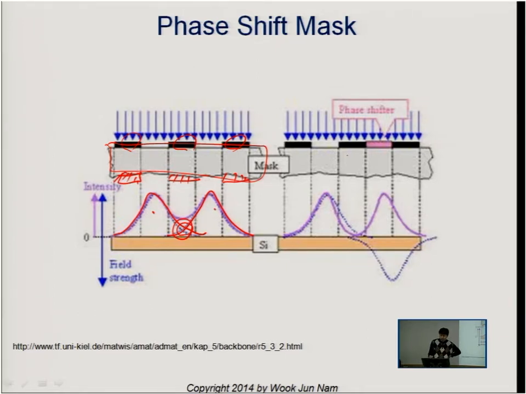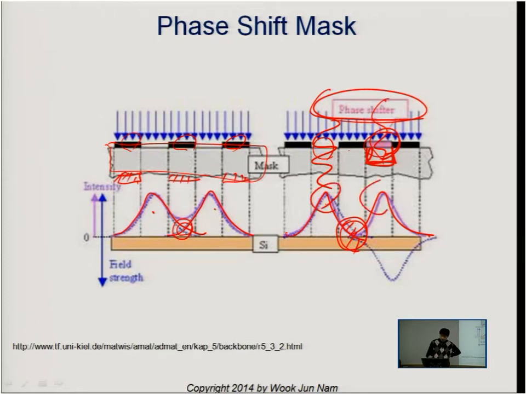So if we deposit some metal or etch away a little bit in this area, we can change the phase of the light coming through the photo mask. Then in this area, since the phase is opposite, the two lights destructively interfere and cancel each other, so we have a very good resolution between these two openings. So to achieve such discrete patterns, using the phase shift mask is another way we can use.